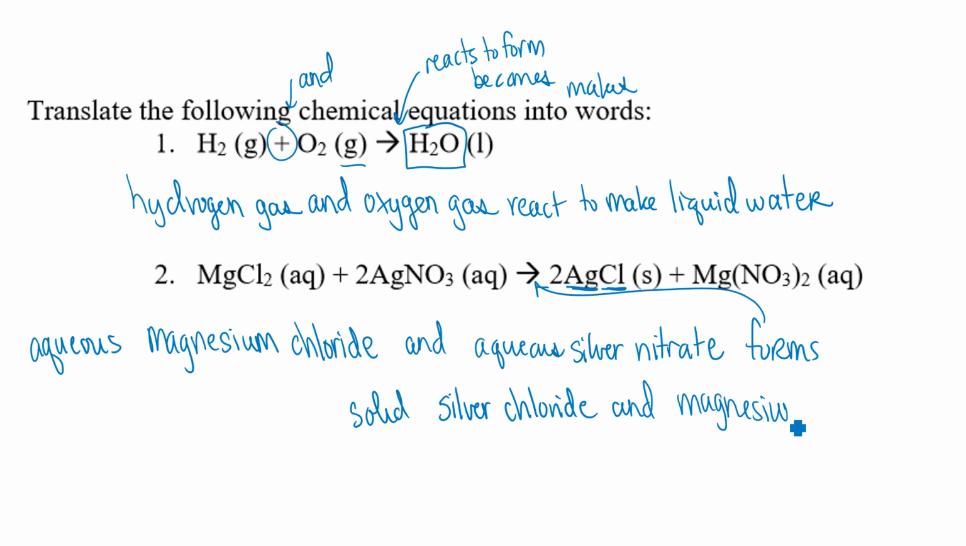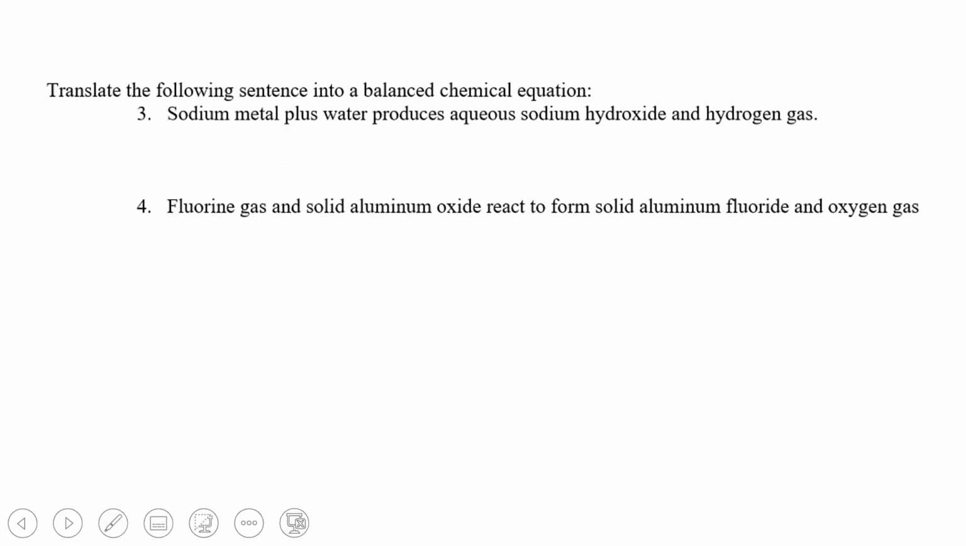And magnesium nitrate. Oh, and that one's aqueous. All right, so that's what we want to do, be able to translate chemical equations into words. And then we also want to be able to do the opposite. So here's some examples going the reverse way.